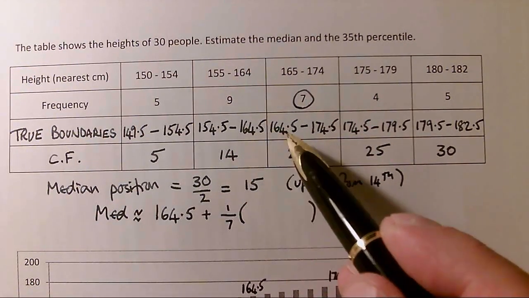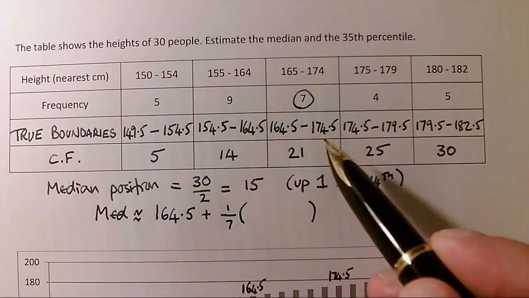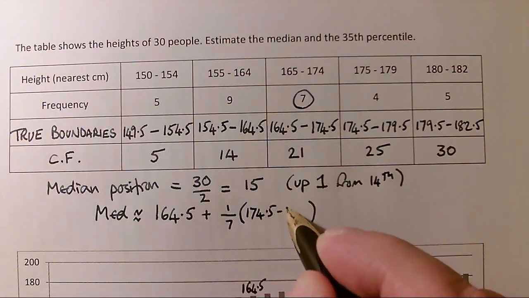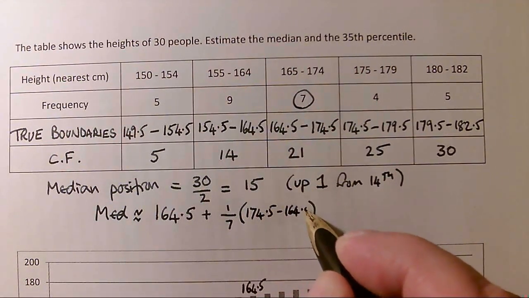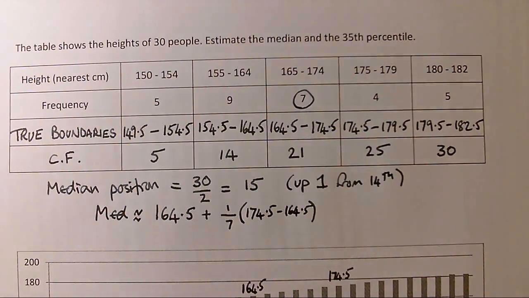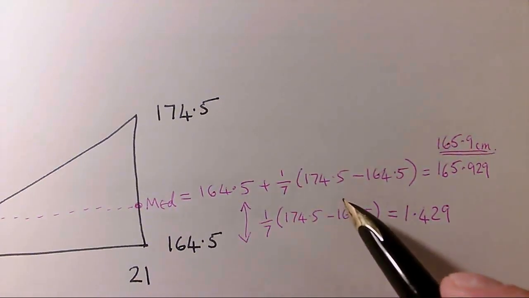The heights increase from 164.5 to 174.5, which is a gap of 10, or I can work it out as 174.5 minus 164.5. So I need to do 1/7 of that gap. And that calculation there is exactly the same calculation as we came up with from the diagram.